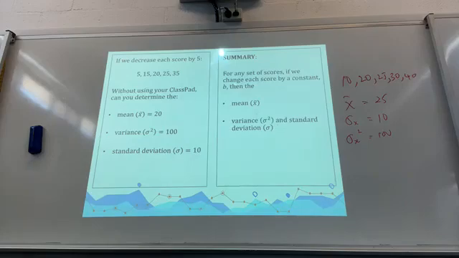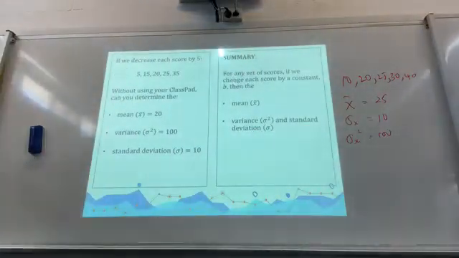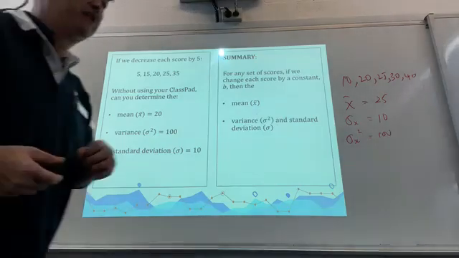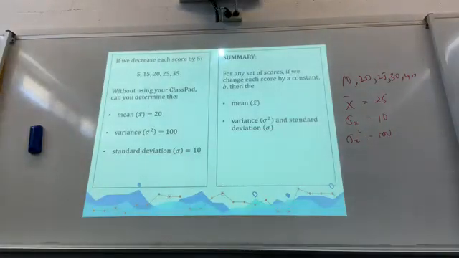So for any set of scores, in terms of statistics, if we change each score by a constant, so we are now doing the transformation, we are shifting the origin. What happens to the mean? What's happened to the variance and standard deviation? They stay the same.